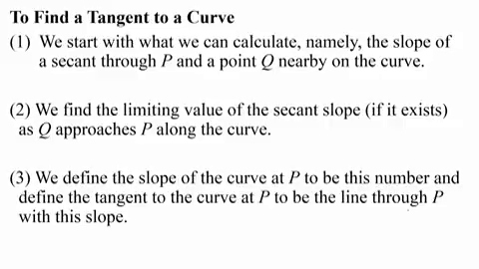To find a tangent to a curve, 1, we start with what we can calculate, namely the slope of a secant through P and a point Q nearby on the curve. 2, we find the limiting value of the secant slope, if it exists, as Q approaches P along the curve. 3, we define the slope of the curve at P to be this number and define the tangent to the curve at P to be the line through P with this slope. More formally, we can define the slope of a tangent line as follows.